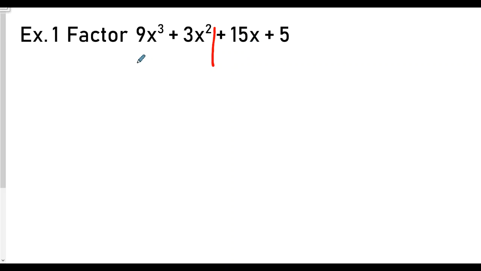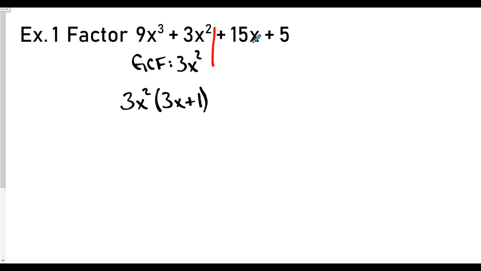So on the left-hand side, separate from the entire problem, I'm going to try and figure out what the GCF is. The GCF between the first 2 terms, 9x cubed and 3x squared, is going to be 3x squared. So from the first 2 terms, I'm going to take that out. So I have 3x squared, and what's left over? Well, 3x and 1. Okay?